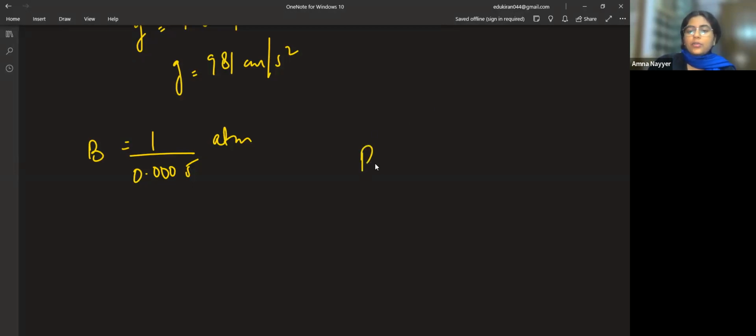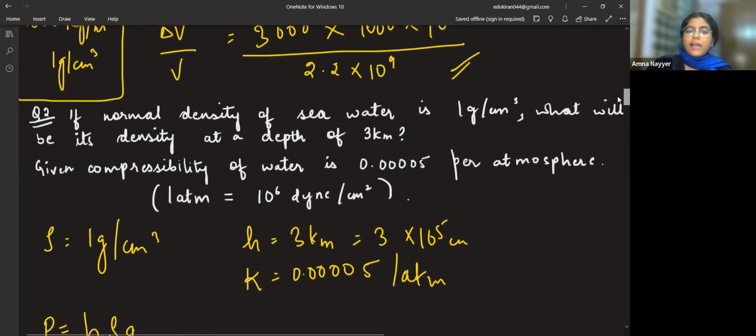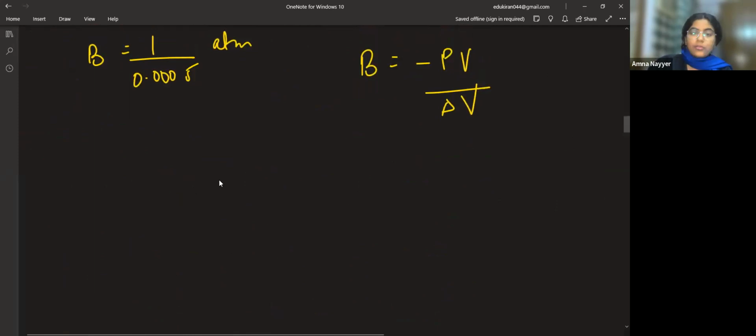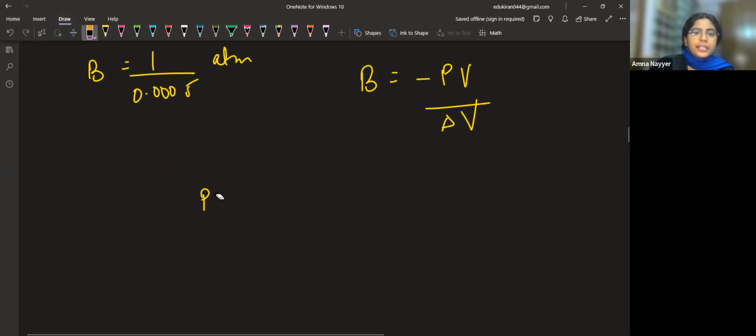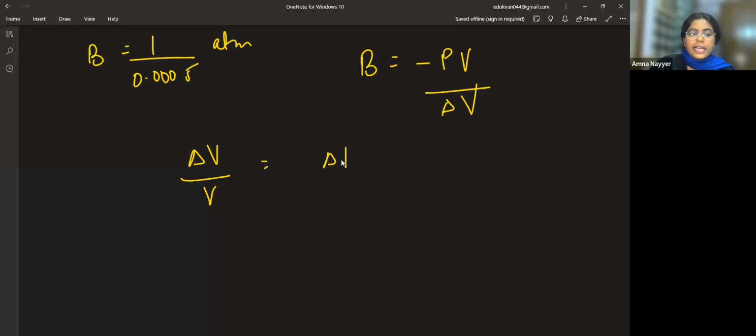Now, one thing you know, B is equal to minus P V by delta V, correct? This is the formula for it. We know P, we can calculate that. But what is delta V by V? We have no information about it. This we have to find out, because we have to find its density at a depth of 3 kilometers. So delta V by V will be equal to delta P by B, mainly.